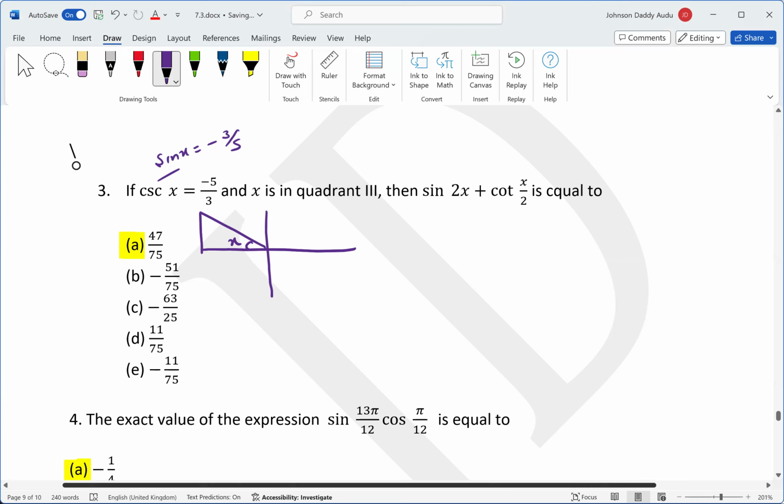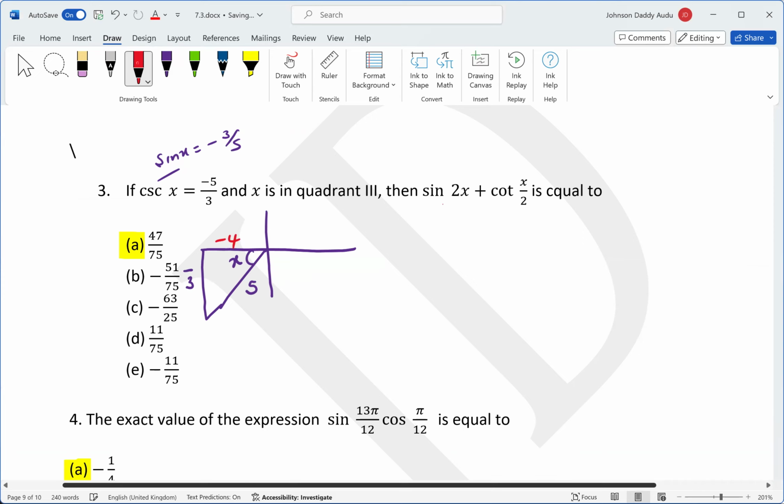Correct? So the opposite, sorry, quadrant 3, not quadrant 2. Quadrant 3 is this way. So this is x. The opposite is going to be 3. The hypotenuse is still 5. Then the adjacent definitely is going to be minus 4 here. Okay.